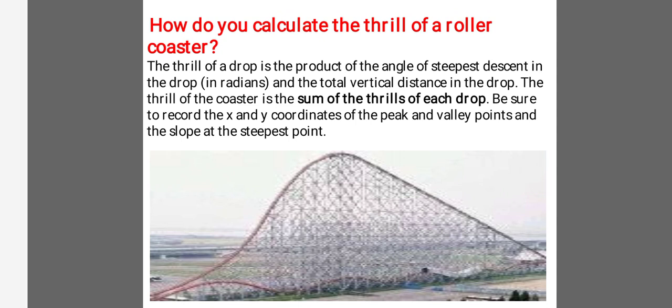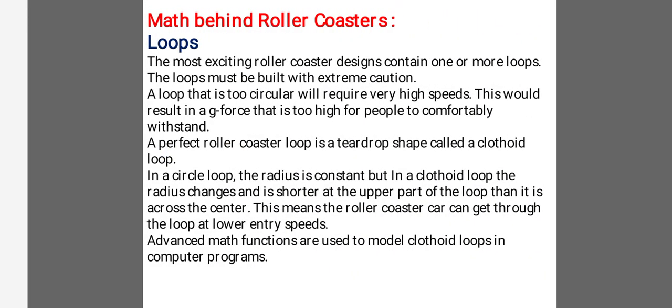See, how do you calculate the thrill of a roller coaster? The thrill of a drop is the product of the angle of steepest descent in the drop and the total vertical distance in the drop. The thrill of the coaster is the sum of the thrills of each drop. Be sure to record the x and y coordinates of the peak and valley points and the slope at the steepest point.